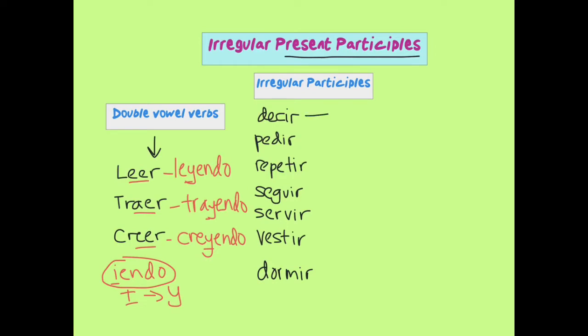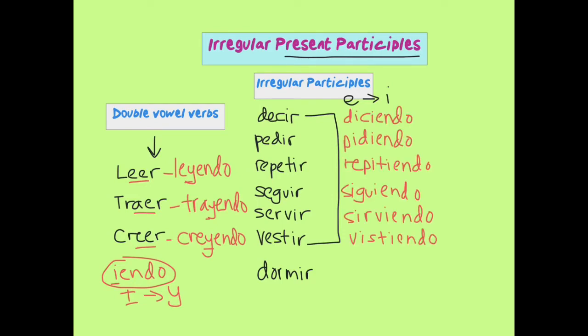Now, these top ones, in their stem as participles, their E is going to change to an I. So here's what they'll look like as participle forms. Alright, so decir becomes diciendo, and it's got this I instead of its E. Pedir, pidiendo. Repetir, repitiendo. Seguir, siguiendo. Servir, sirviendo. Vestir, vistiendo. So again, the E is changed to an I.